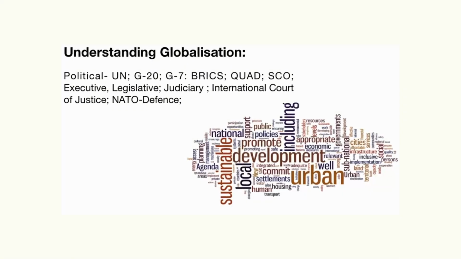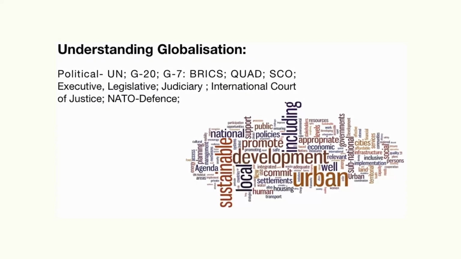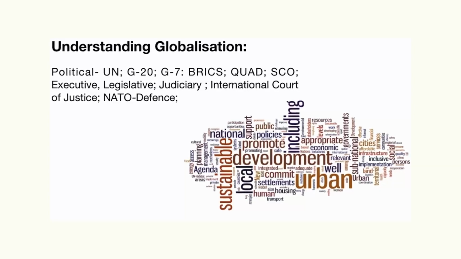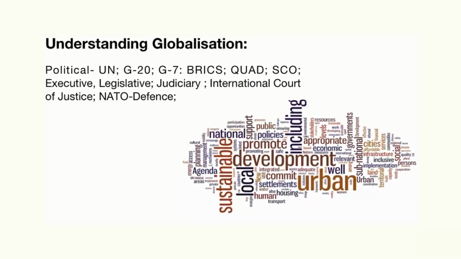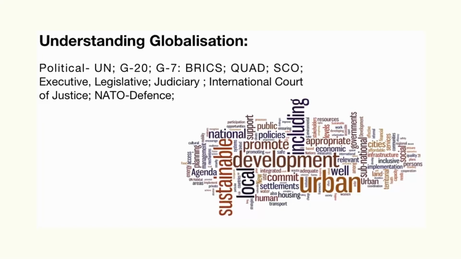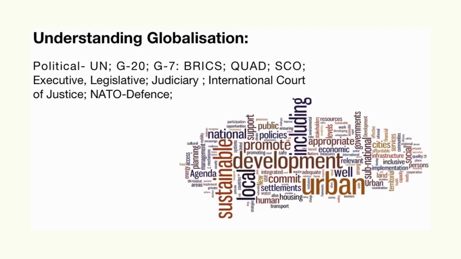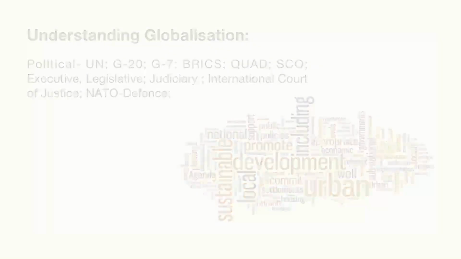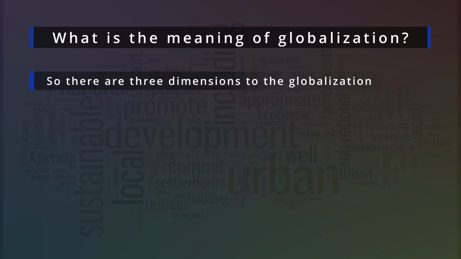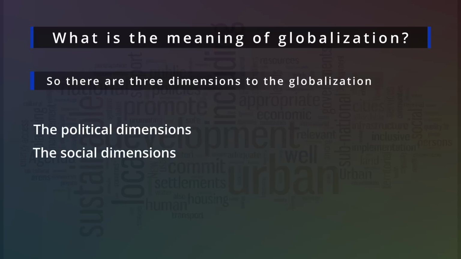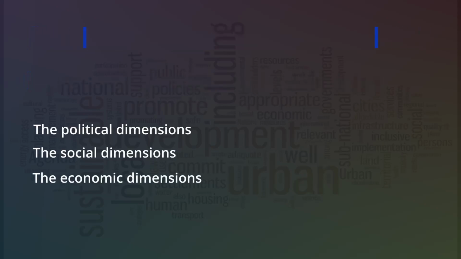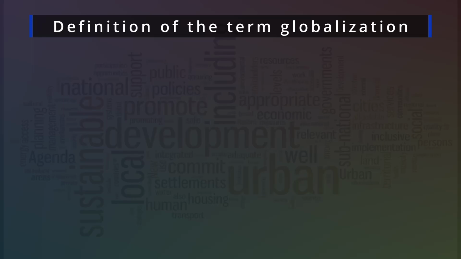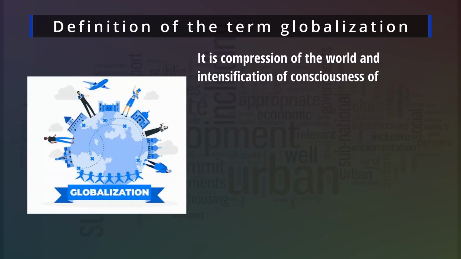So therefore, globalization implies interconnection of all the various human activities, whether it relates to the economic activities or the political activities or the social activities happening around the world. So there are three dimensions to globalization: the political dimension, the social dimension, and the economic dimension. So basically, if we look at the definition of the term globalization, it is compression of the world and intensification of consciousness of the world as a whole.